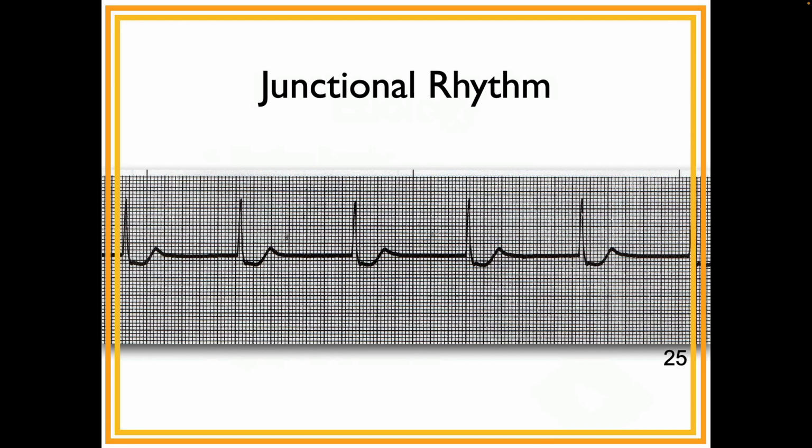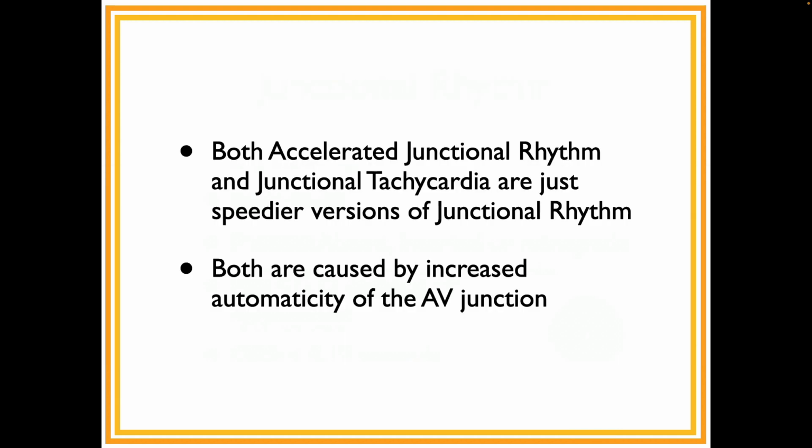This particular junctional rhythm has no P waves at all. The QRS is narrow. The rate is 10, 20, 30, 40, so about 45. It's less than 60, so this is a junctional rhythm. Now, the other two junctional rhythms we're going to talk about are accelerated junctional and junctional tach. And they're really simple. They're just faster versions of junctional escape.